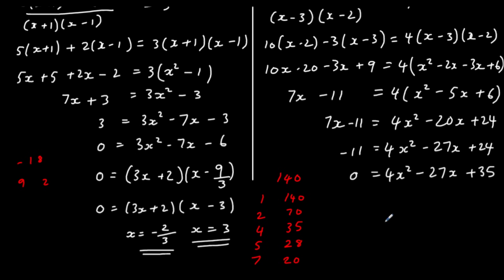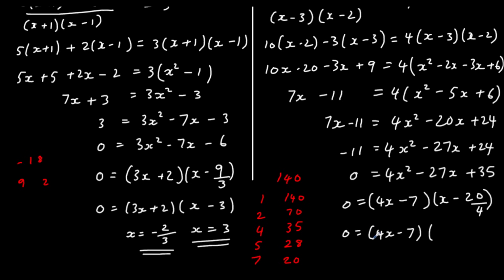So when we expand the brackets, we want 7x and 20x. So we're going to have 4x in one bracket, x in the other. 4x times x makes 4x squared. And because we're multiplying by 4, we're going to divide by 4 to cancel that out. And we want negative 7 and negative 20. And I can simplify that. So we've got 4x minus 7 and x minus 5.